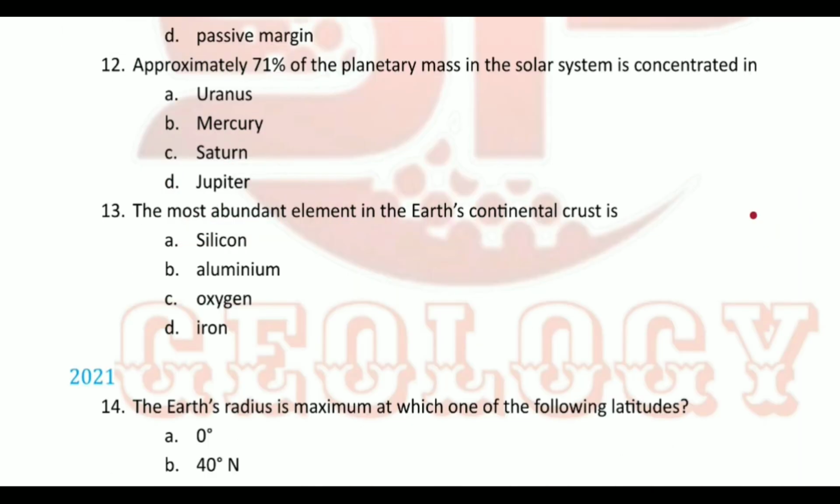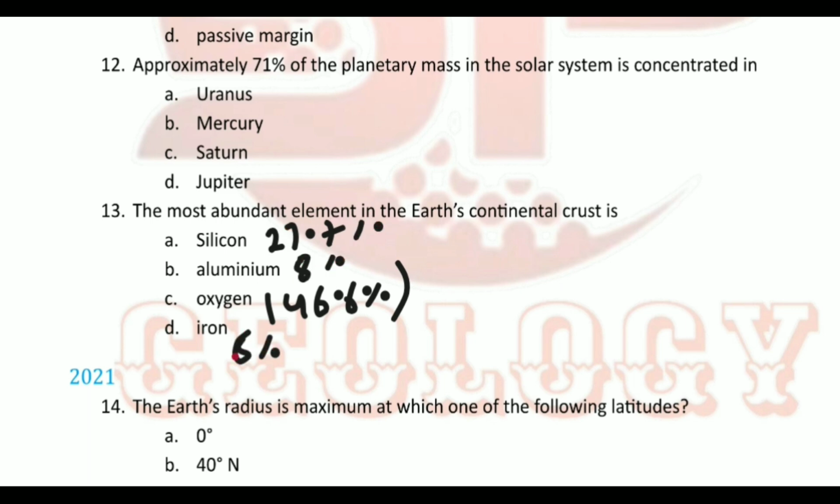The most abundant element in the continental crust will be oxygen. It is 46.6%. Then comes your silicon, that is 27.7%. Then comes the aluminum, which is 8%. Then iron, it is 5%. So the most abundant element in the earth crust will be oxygen. It is 46.6%.